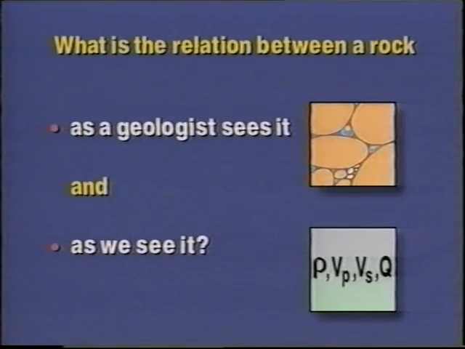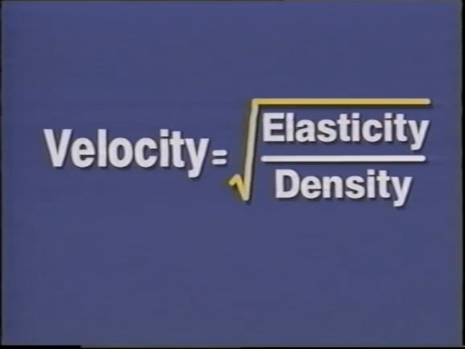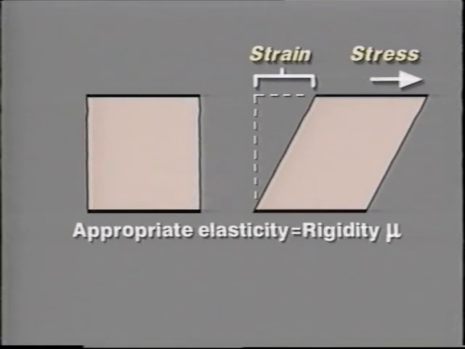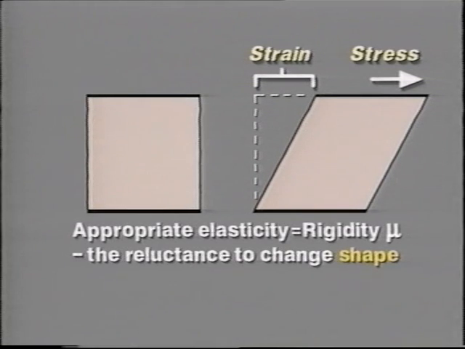But velocity, we remember, is not so simple. Let's start, for a change, with shear velocity, V sub s. Any velocity, we know, is always the square root of the appropriate elasticity over the density. And for shear, the appropriate elasticity, stress over strain, is the rigidity, the reluctance to change shape.